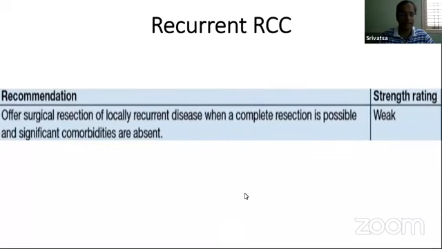For patients with recurrent RCC, the current recommendation is to contemplate offering a surgical resection of a locally recurrent disease, especially when a complete resection is possible and significant comorbidities are absent.